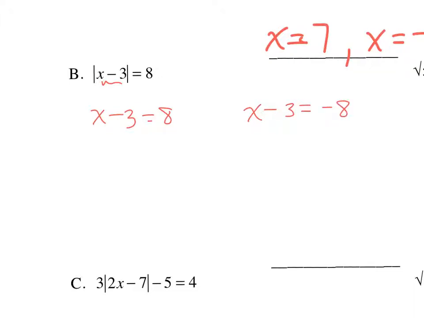All right, so here's what you do, okay? You are going to create two equations. You're going to do that by doing the positive and the negative of the number on the outside. So notice that I'm taking the part on the inside, the x minus 3. I'm setting it equal to a positive 8. That's right here. And then I'm setting x minus 3 equal to a negative 8, and that's over here.